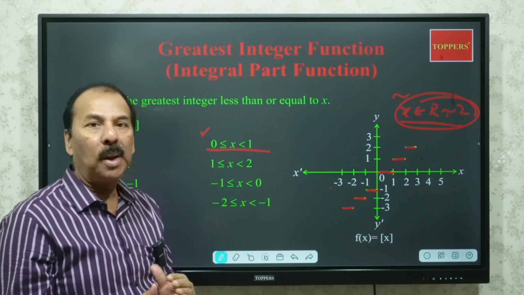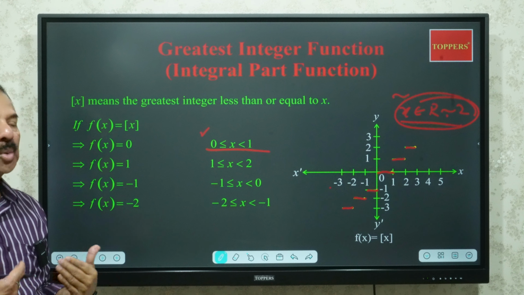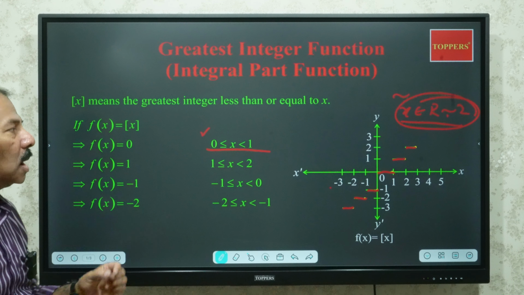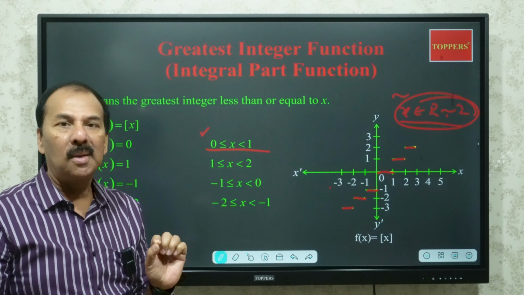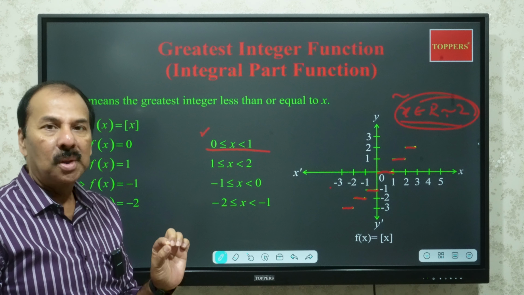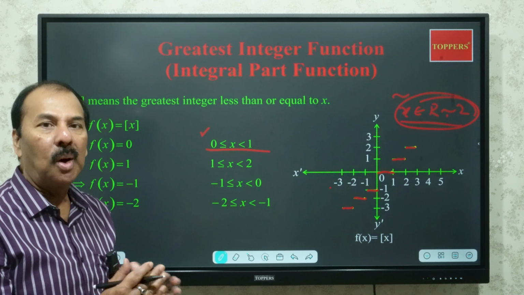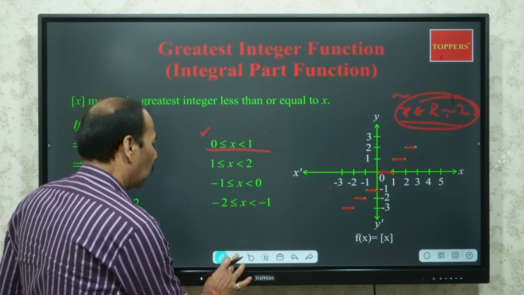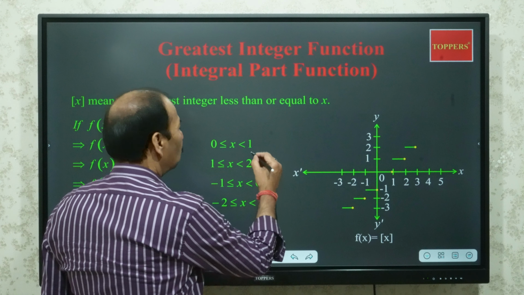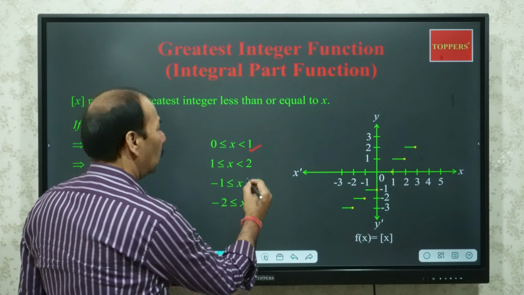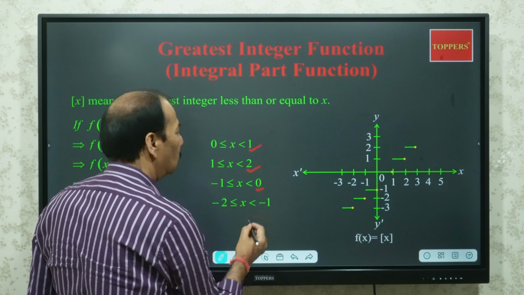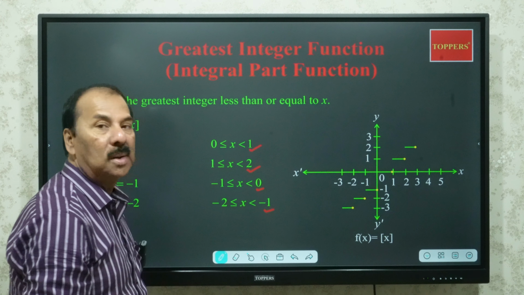But graphically, when you represent the exclusion of any point on a graph paper, a bold dot is used to exclude any point on the graph paper. So here if you consider, in this interval 1 is excluded, in this interval 2 is excluded, here 0 is excluded, here minus 1 is excluded.